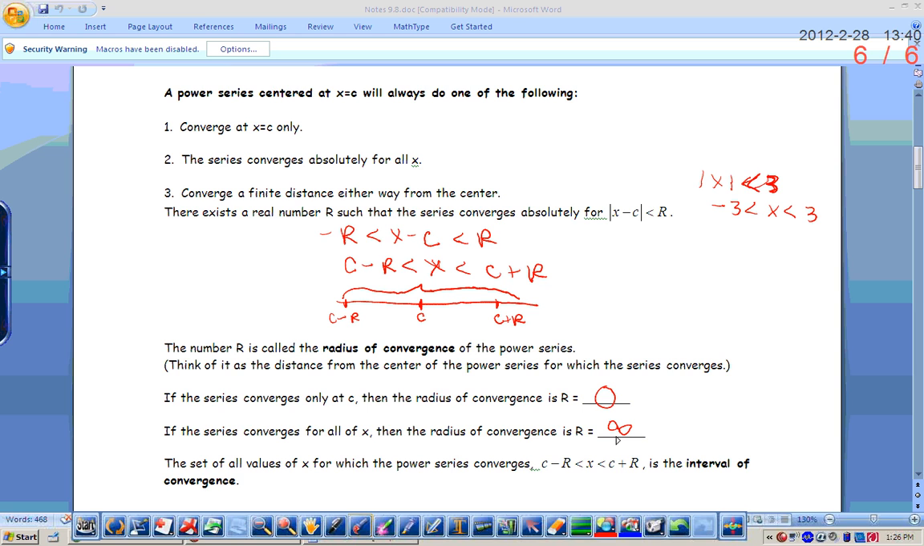And no matter what, the series will always converge at C. So it may just converge at C, like number 1. It may converge everywhere, or it may just converge a finite distance from C. All right, and then the set of all values of x for which that power series converges, so what we talked about right here, this little interval, is called the interval of convergence.